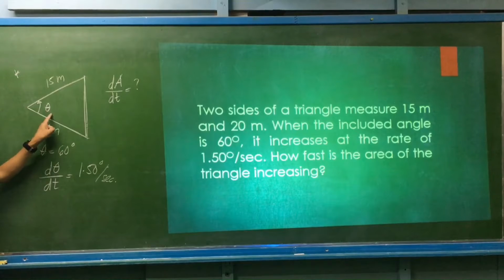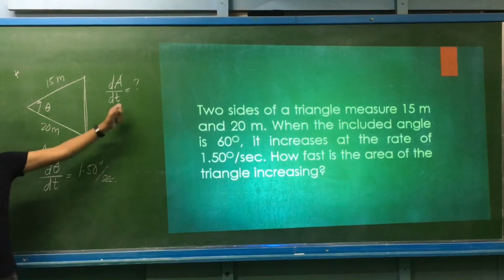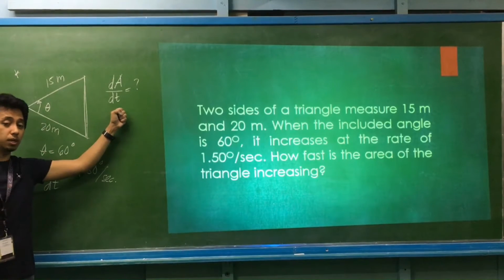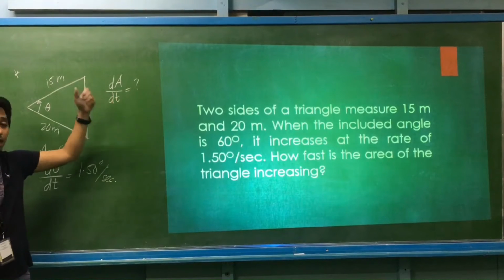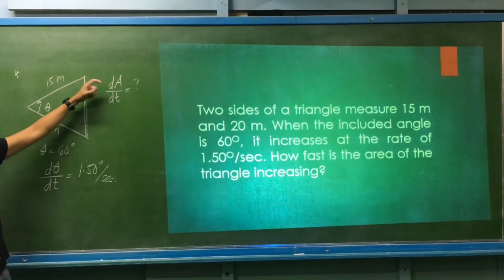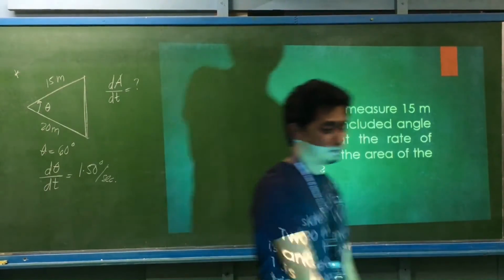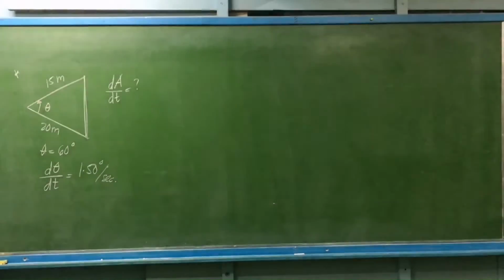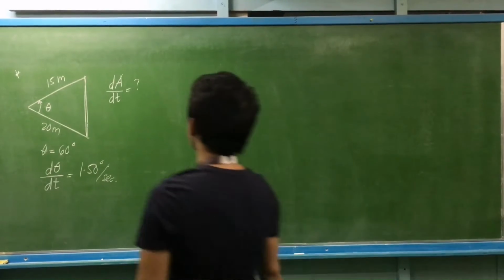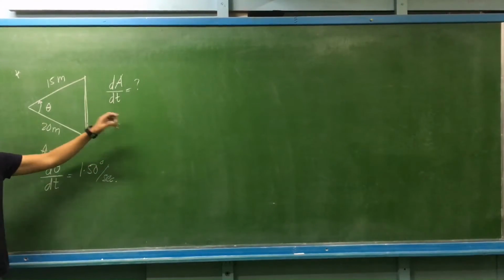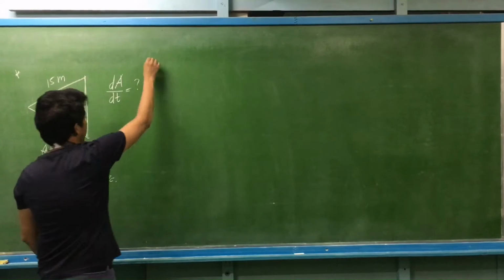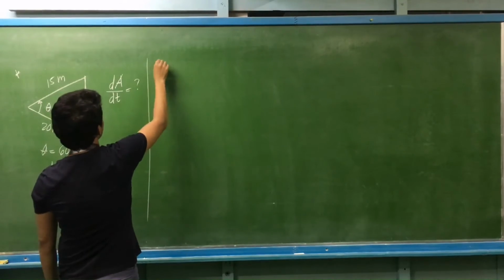If that is the rate of increase of the angle, which means the area is also increasing. The area is also getting larger, but at what rate? That is differential area divided by differential time. So those are the given. This is the required: the change of area with respect to time.